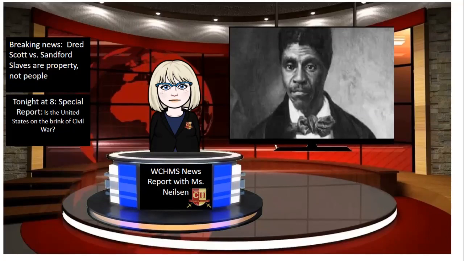Dred Scott was a slave who in 1834 took up residence with a new master in Illinois. He soon moved to the Wisconsin Territory because his master was assigned to a military base at Fort Snelling. A few years later, his master and he relocated to Missouri. In 1846, Dred Scott brings a case against his master for his freedom.